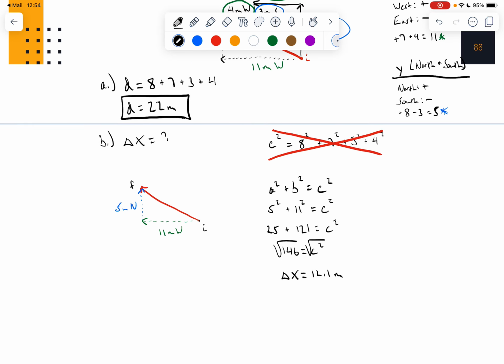If we want to know the direction, that goes back to our right triangle we have over here. And we know we're going both north and west. So our starting cardinal direction is going to be northwest. And what we then have to do is ask ourselves, do we go more north or do we go more west? So when we compare the 5 and the 11, 11 is a bigger number than 5. So that means we're going to be traveling more west than we go north.